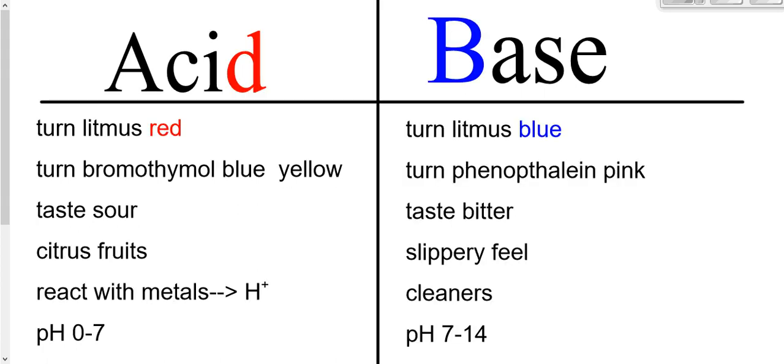Bases, however, turn litmus paper blue. They'll turn the indicator called phenolphthalein a pink color, are bitter tasting, have a slippery feel, form cleaners, and are at pHs 7 through 14.